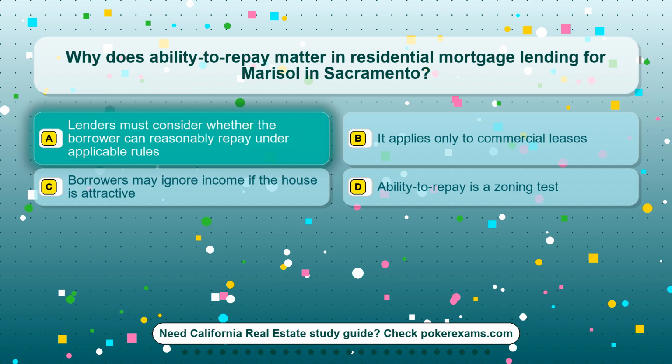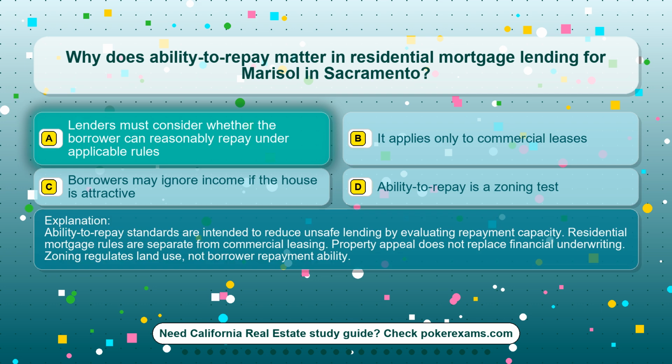The correct answer is option A. Lenders must consider whether the borrower can reasonably repay under applicable rules. Ability to repay standards are intended to reduce unsafe lending by evaluating repayment capacity. Residential mortgage rules are separate from commercial leasing. Property appeal does not replace financial underwriting. Zoning regulates land use, not borrower repayment ability.